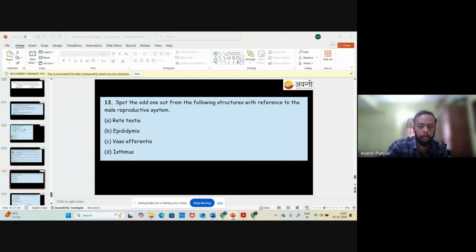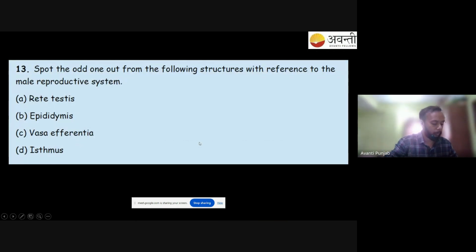So here we are. Spot the odd one out. Tell me, which one is the odd one out here? Oh, many people have already answered. Why is MTS Mohali sad right now?